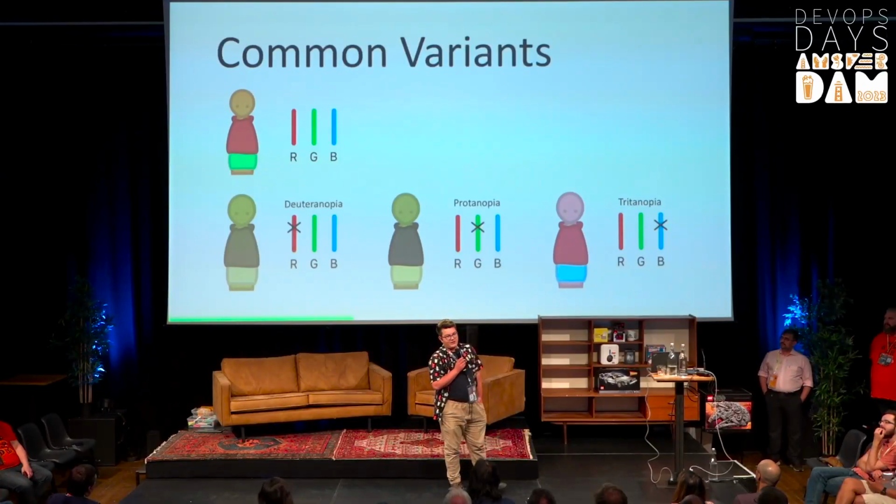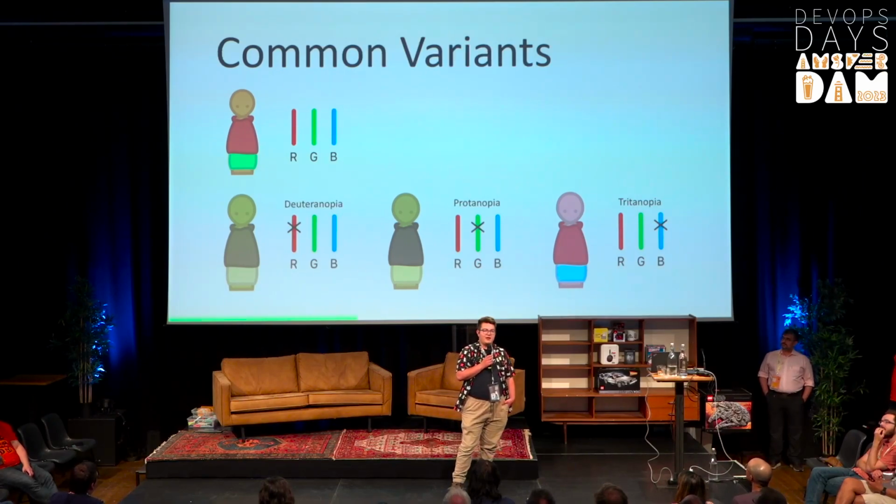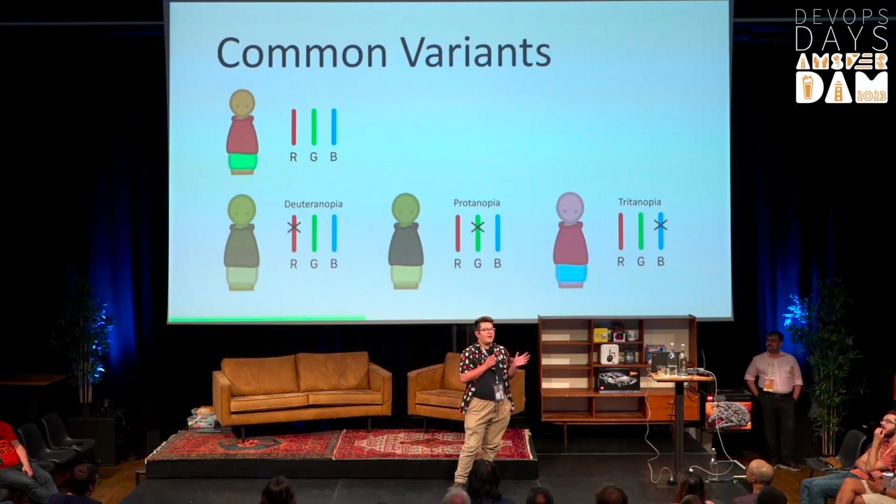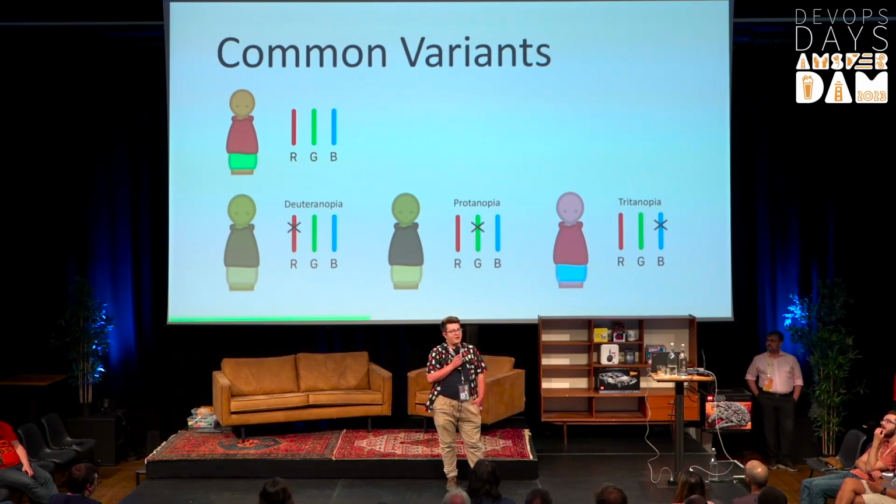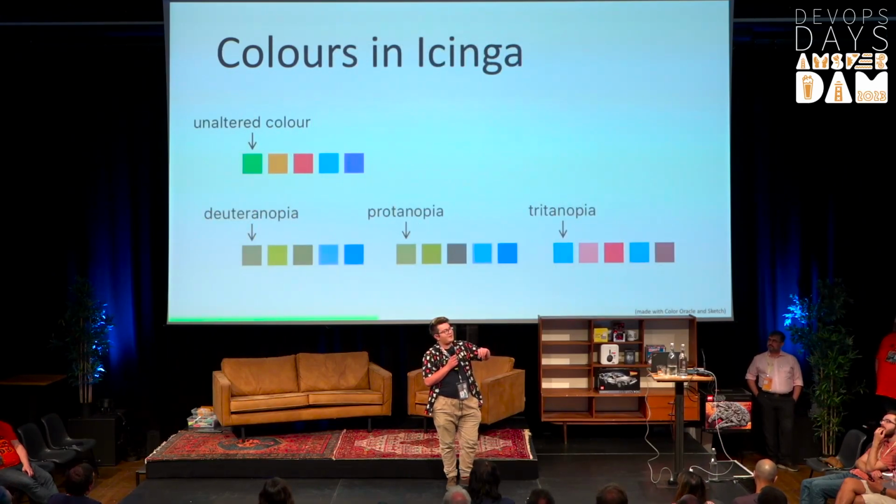And that boils down to 3 distinct kinds of color vision deficiency. So we have deuteranopia and protanopia, which are both commonly known as red-green blindness, and a slightly rarer form, tritanopia, where the blue cone doesn't work. And I've put little simulations of what that looks like.